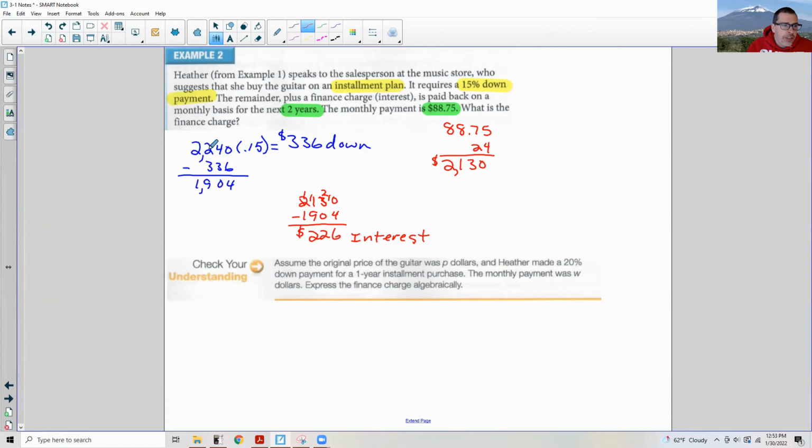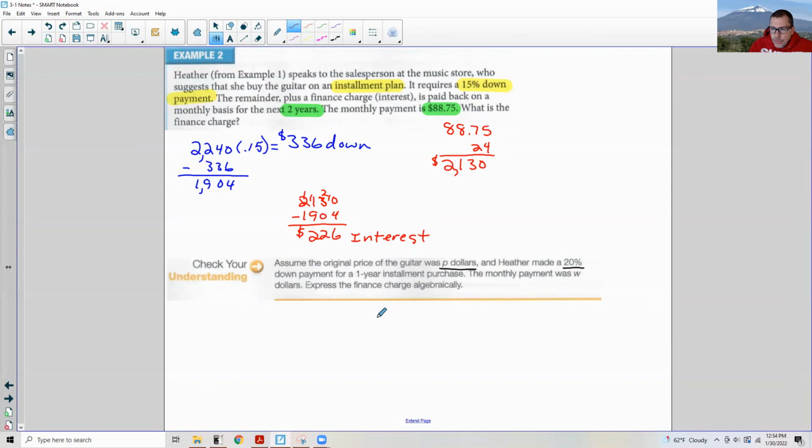So that would mean that she, at the end of the 2 years, would have actually paid $2,466 for the guitar. All right, so she's paying $226 for the opportunity to play the guitar 2 years sooner. All right, now it says check your understanding. Assume the original price of the guitar was P dollars, and Heather made a 20% down payment for 1 year installment purchases. The monthly payment was W dollars. Express the finance charge algebraically.